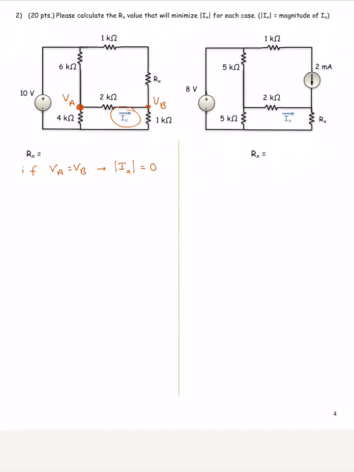So we're going to say that, okay, we will think that Ix is 0. So what does this mean? If Ix is 0, we don't need to worry about this 2 kilo ohm resistor. So we can treat this like a bridge, like a Wheatstone bridge. So we can draw the circuit again as 10 volts, and this is VA here with 4 kilo ohms and 6 kilo ohms.